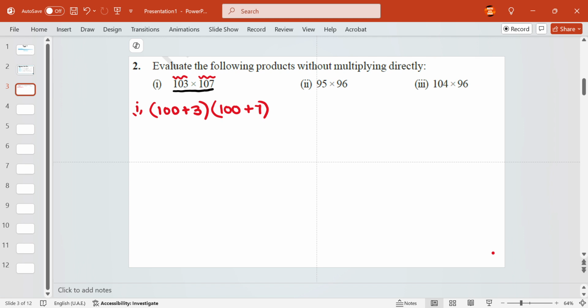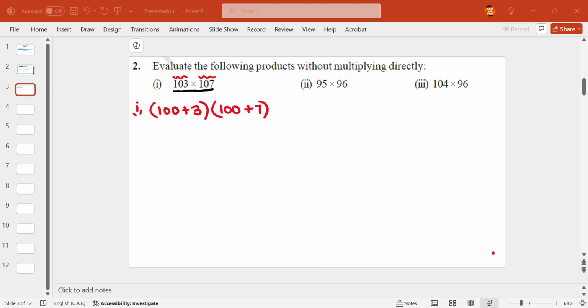How does it look? Does it look like the fourth identity which we have seen? What was the fourth identity? (x plus a) times (x plus b) equals x square plus (a plus b) times x plus ab. Is it right, my dear students?